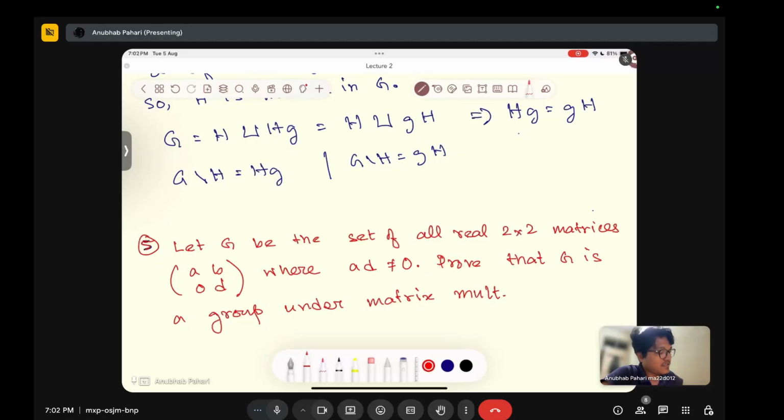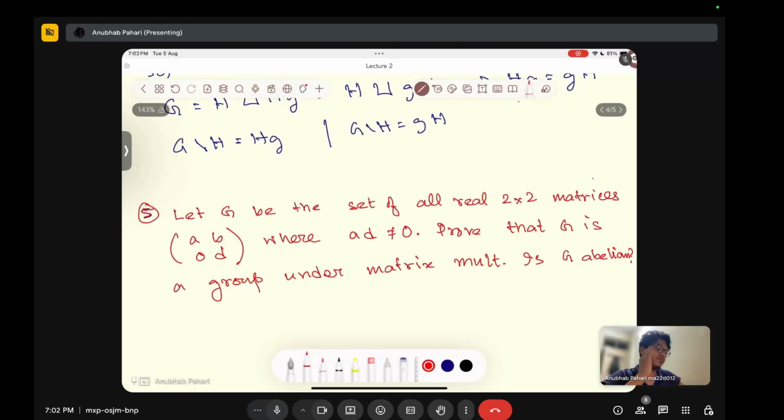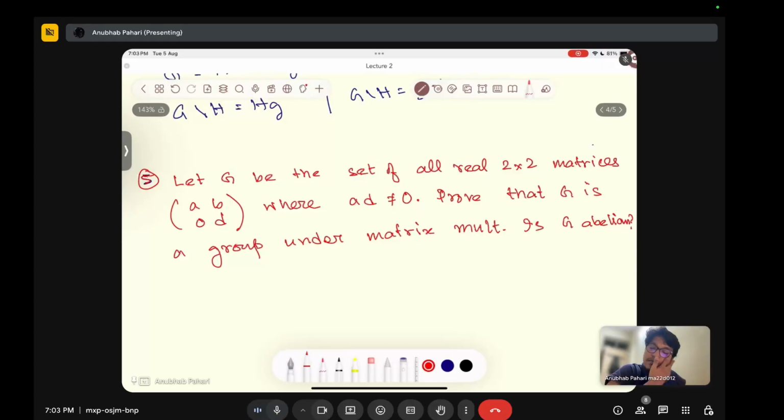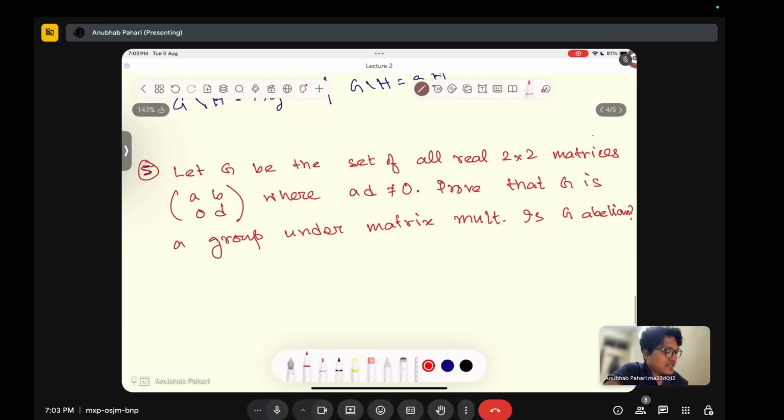And another question, is G abelian? The first part is routine, right? You just find your identity element, that is diagonal 1 1 and 0 0, that is the identity. And you just take the inverse of this matrix, then you are done. So the first part you can leave.